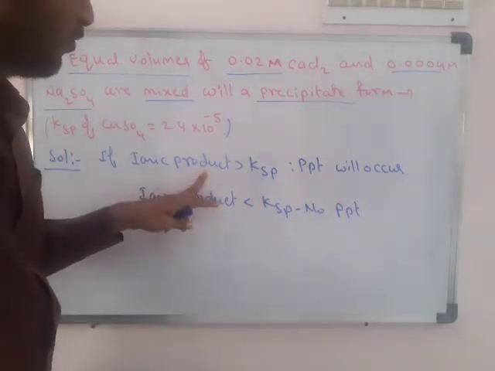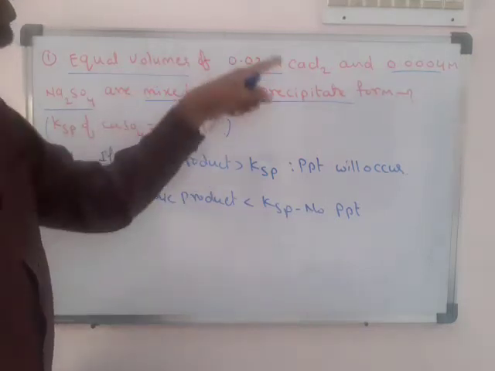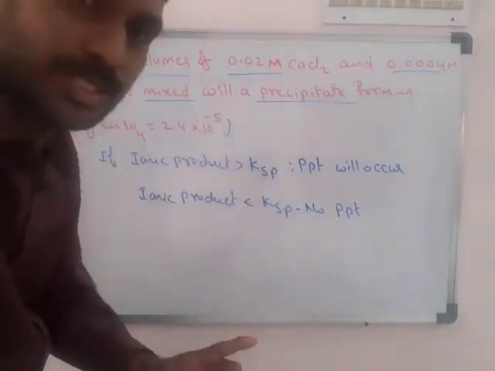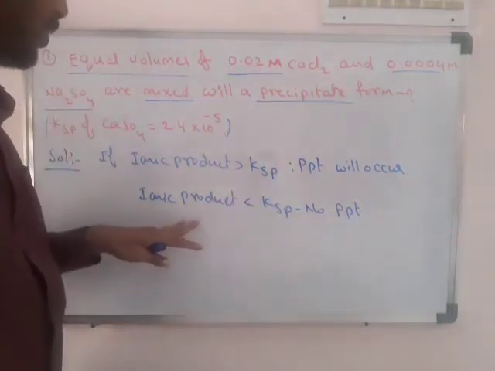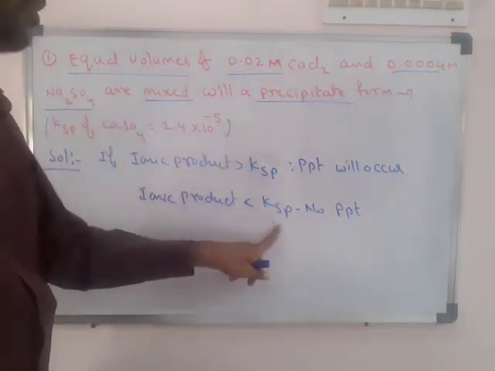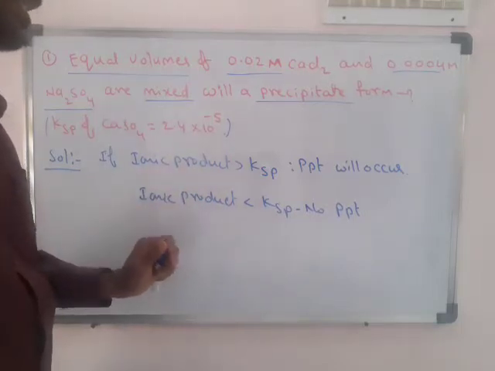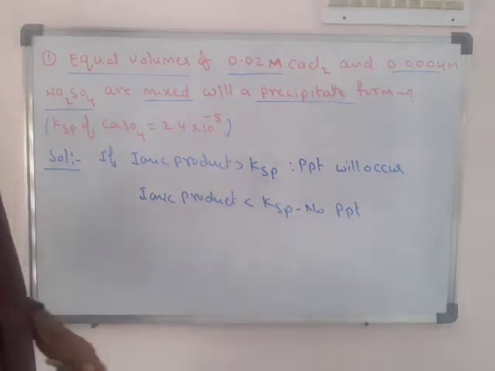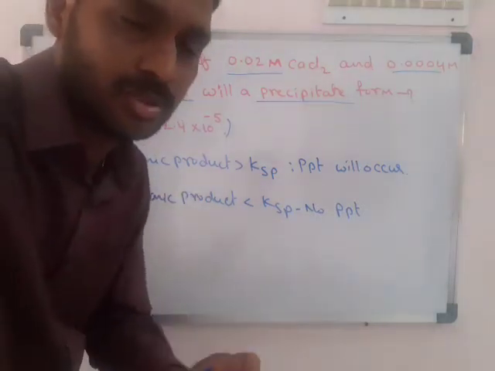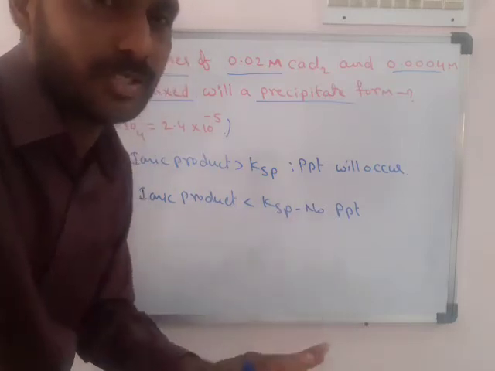If the ionic product of that salt in the solution is greater than its Ksp, then there is a formation of precipitation. If ionic product of that salt in the solution is less than its solubility product, which is a constant at a particular temperature and will be mentioned in the problem, then there is no precipitation. Means you have to find the ionic product. So find out the ionic product of CaSO4 in the mixed solution and compare with Ksp. Very simple. Okay.